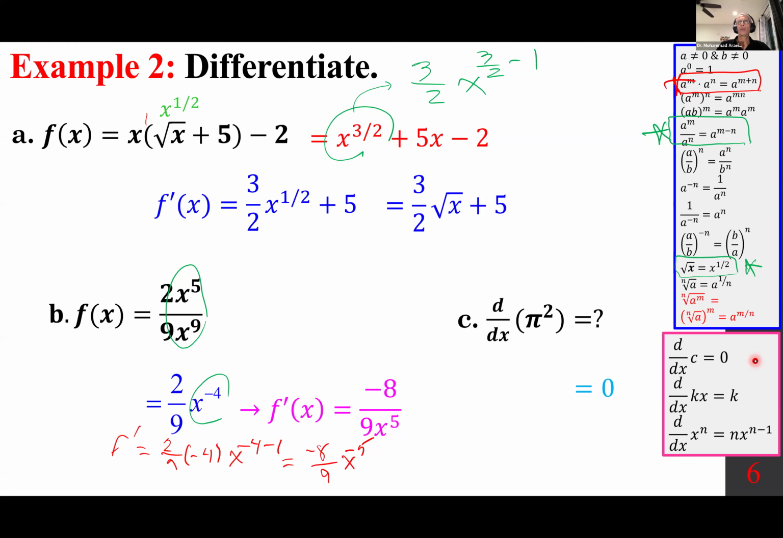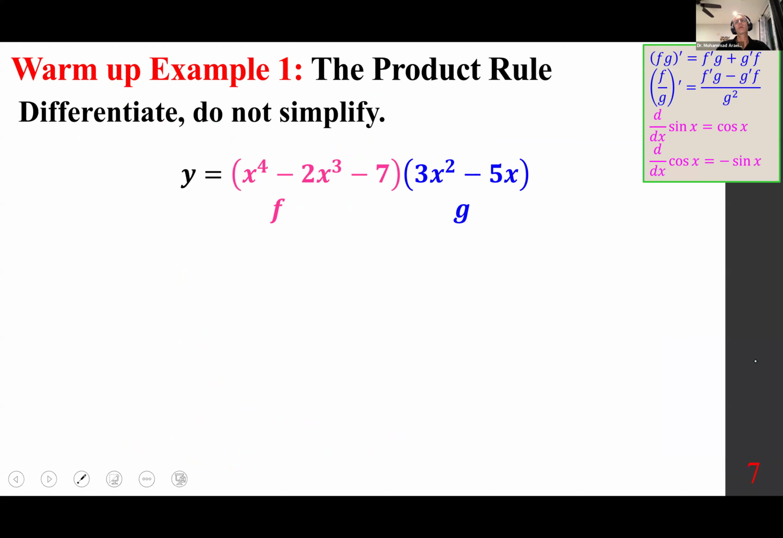So we looked at some power rules. Now we want to look at the product rule. Now, there is a warm-up example here where we are going to differentiate. We are not going to simplify, just to emphasize the importance of the first step, which is basically differentiation.